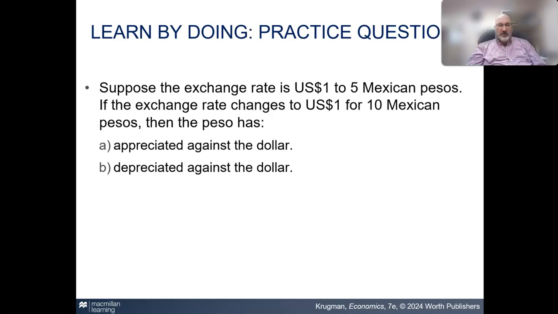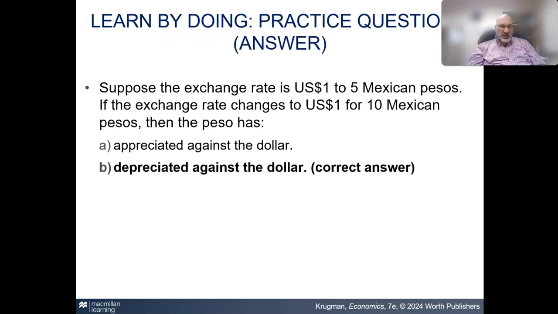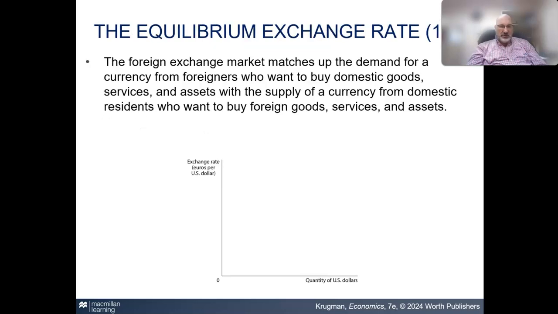All right. Suppose the exchange rate is $1 to 5 Mexican pesos. If it changes to $1 for 10 Mexican pesos, then the peso has depreciated against the dollar. So this is a great place to stop. We'll talk more about exchange rates in video 2. We will see you there.